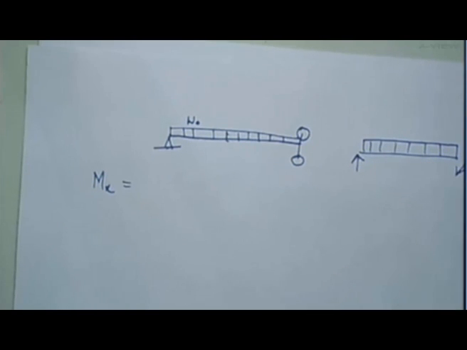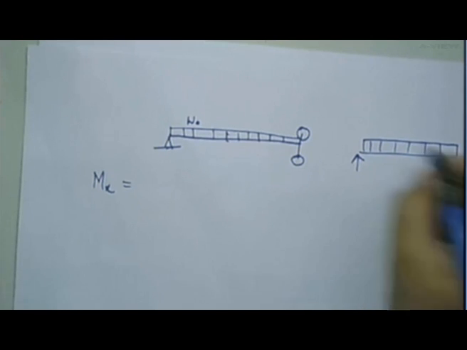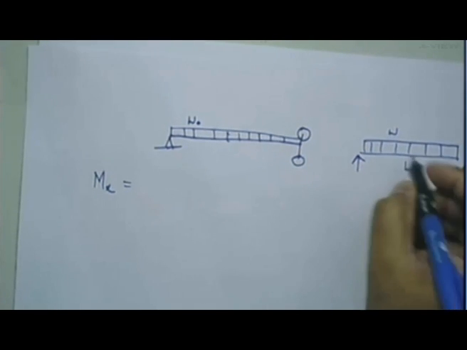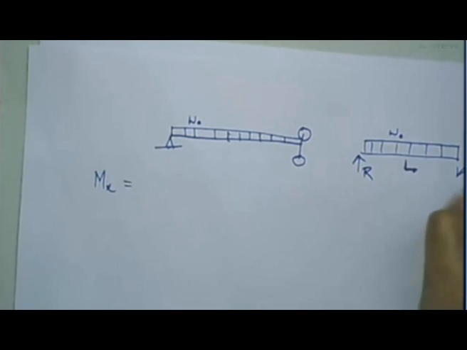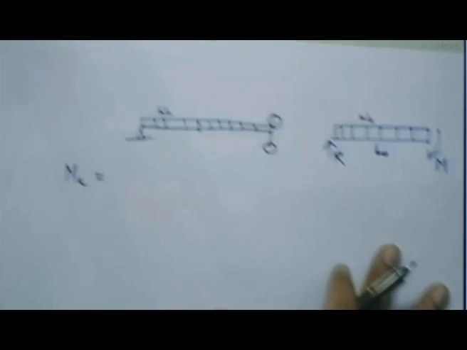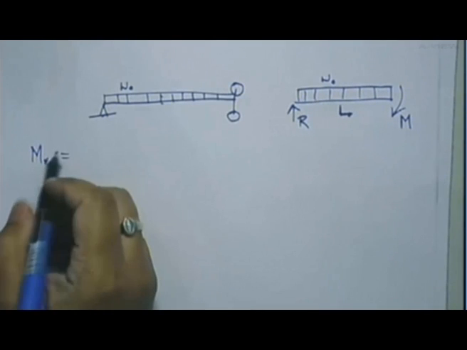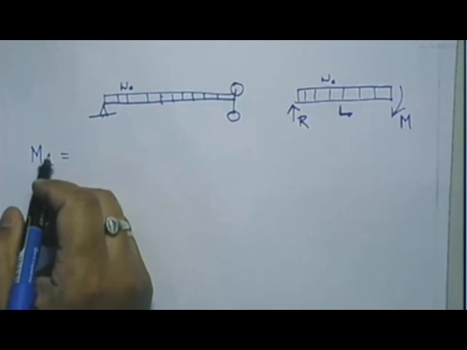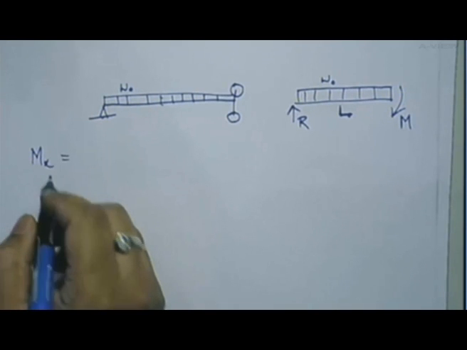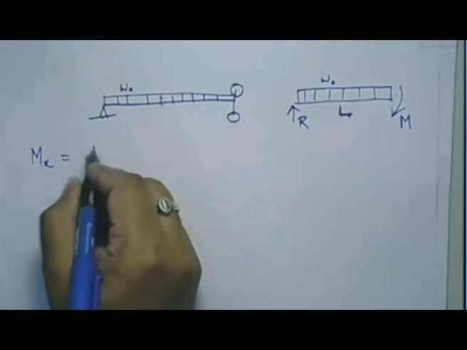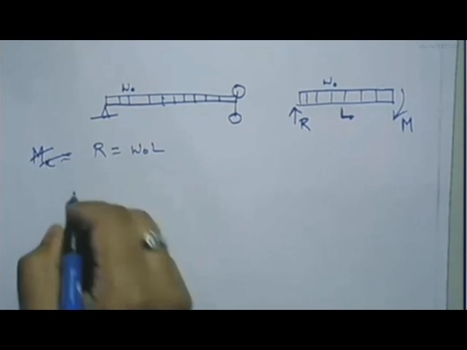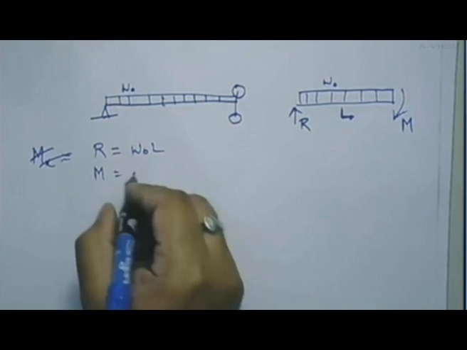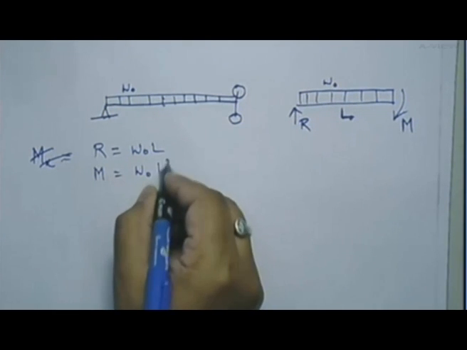And a moment. Now this is omega zero, and this is the length of the beam. So if you apply the equation of static equilibrium to this beam and say the summation of vertical forces on that beam is equal to zero, you will be able to solve for the reaction, which will be equal to omega zero L, and the moment would be equal to omega zero L square by 2.